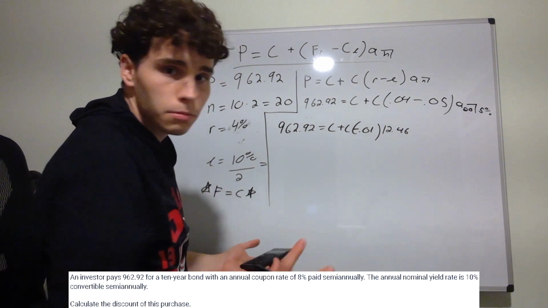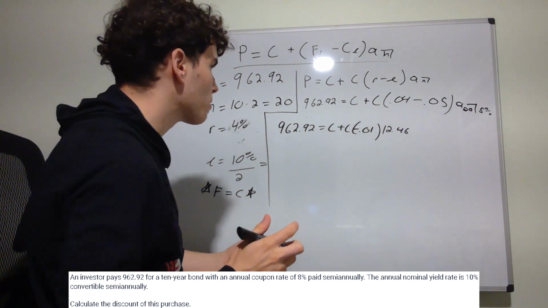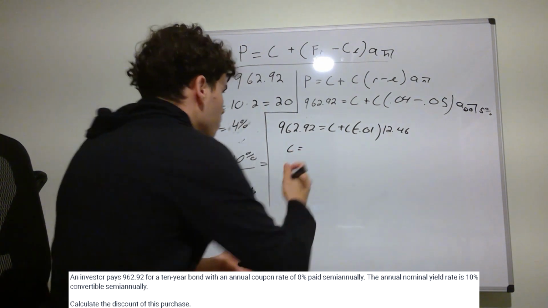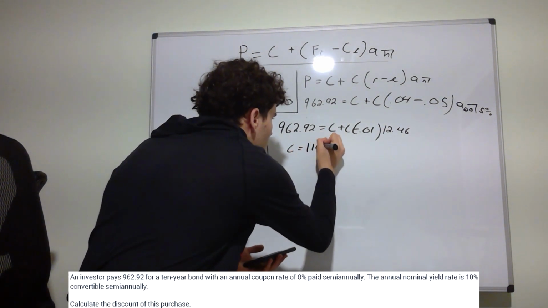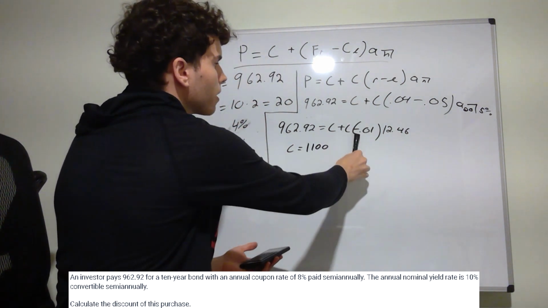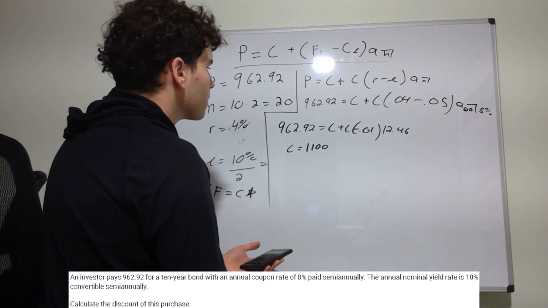So I'm going to save us some time. And you can use calculations here. I'll make sure you're practicing. Our C is equal to 1100, if you do the math. Multiply those together and then divide over and you'll get 1100.